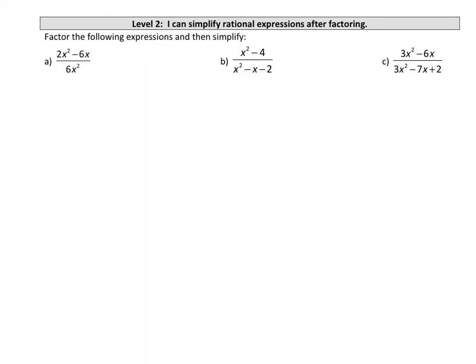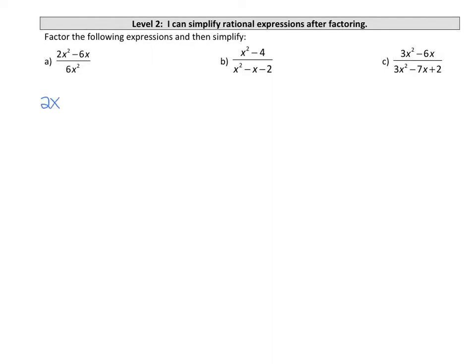In level 2, you will have to first factor expressions and then simplify like we did in level 1. So remember when you factor to always check for a GCF first. On the top of this first fraction, there is a GCF between 2x squared and minus 6x. They have a 2 in common and they have an x in common. So I need to change this to factored form.